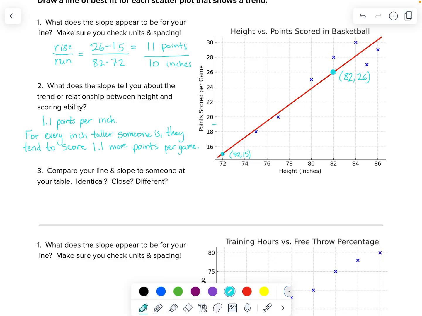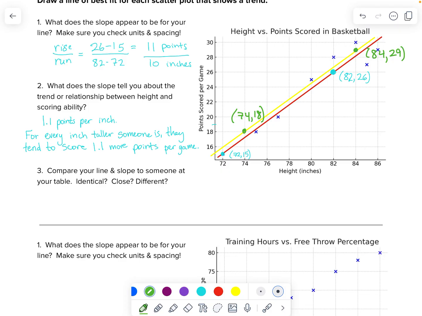So let's say I had a different line. In fact, I can do that with maybe another color. If I had chosen a line more along, let's say here, let's use the yellow one. If I used this one, I would probably choose these values. I would probably use 74, 18 and 84, 29. And I would find the slope between those values.